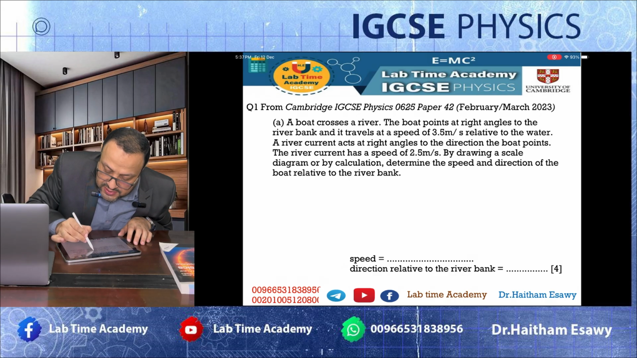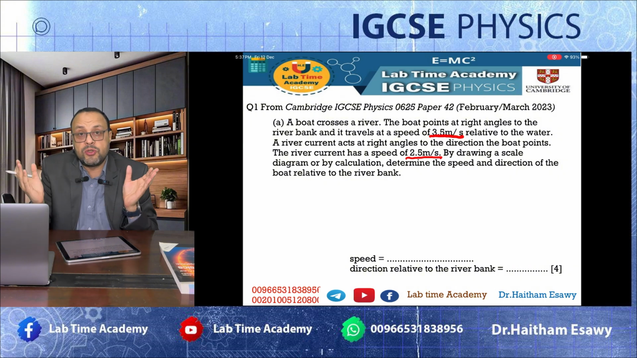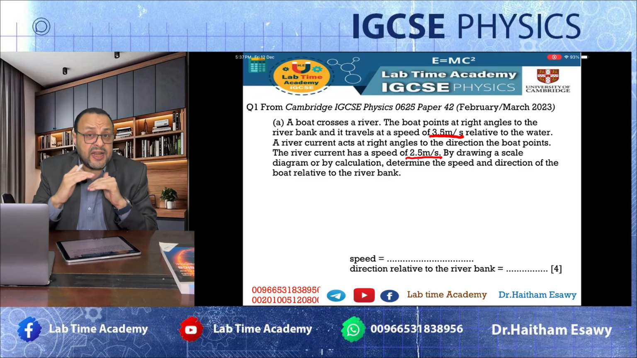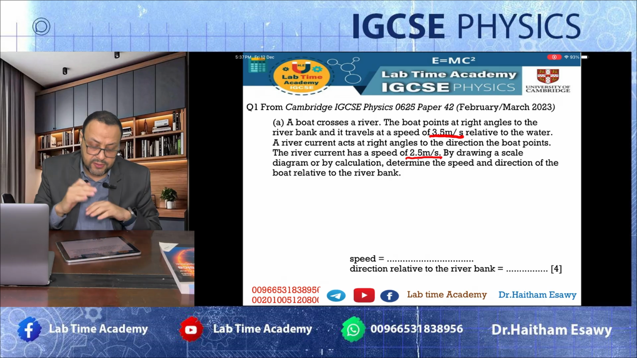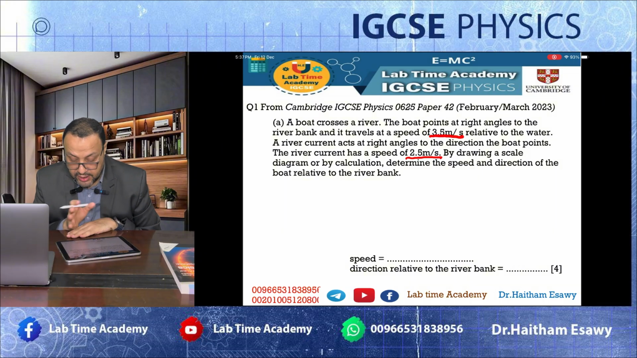So we have 3.5 meters per second and we have 2.5 meters per second. By drawing a scale diagram or by calculations, so we have to choose as you like. You can get the resultant by graphing or by calculations. Determine the speed and direction. Direction means the angle between the resultant and the horizontal as we said. And the direction of the boat relative to the river bank. Here we have 4 marks for this question.